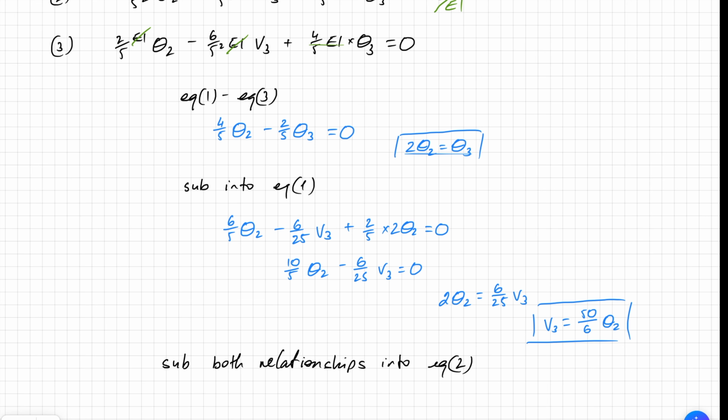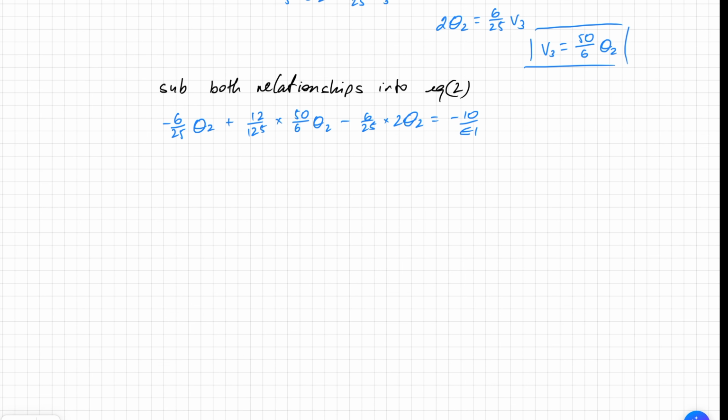And so here I get minus 6 over 25 theta 2 plus 12 over 125 times 50 over 6 theta 2, and minus 6 over 25 times 2 theta 2 equals minus 10 over EI. And if I solve that, I've got 2 over 25 theta 2 equals minus 10 over EI, and I'll find that theta 2 equals minus 125 over EI.